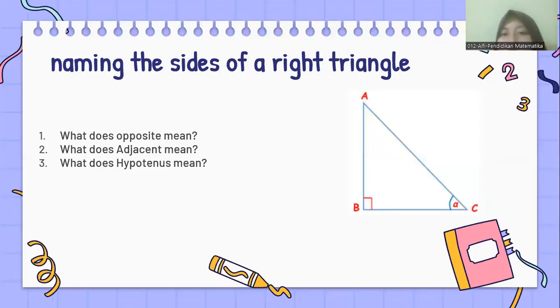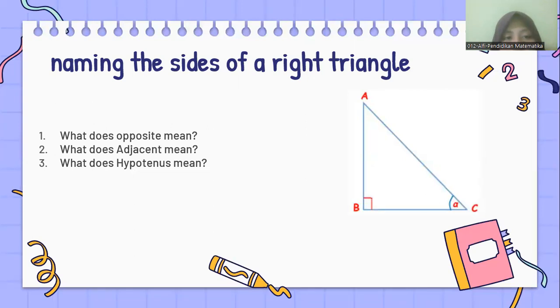Naming the side of a right triangle. What does opposite mean? What does adjacent mean? What does hypotenuse mean? We will discuss it in this chapter, naming the side of a right triangle.